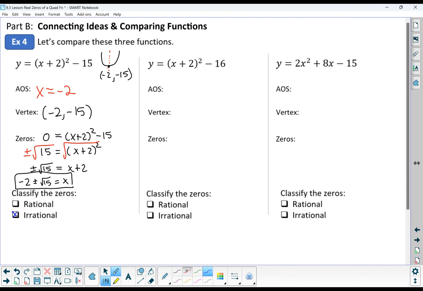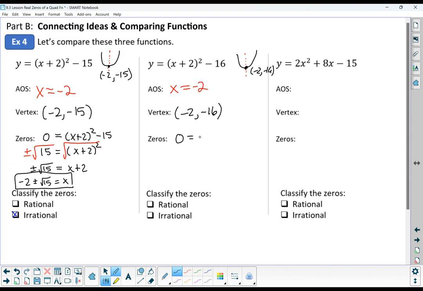All right, so that was our first one. Our next one is also in vertex form, opens upward. Its vertex is at -2, -16. Its axis of symmetry is also x equals -2. So this has the same axis of symmetry as our first example.